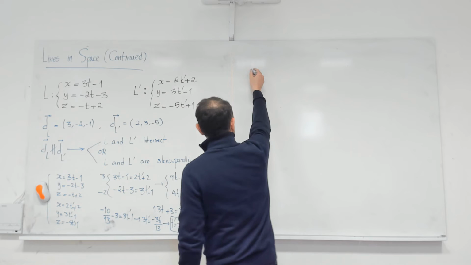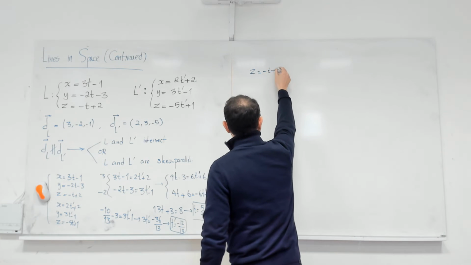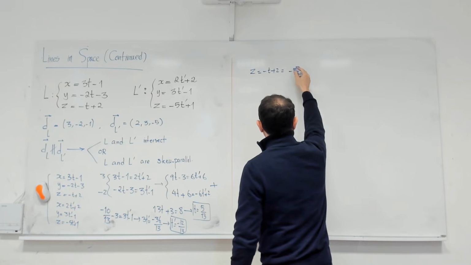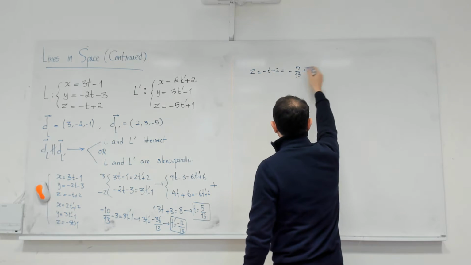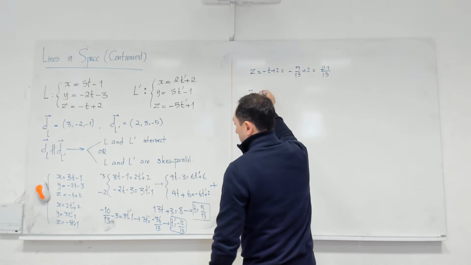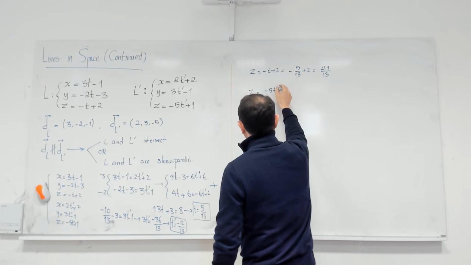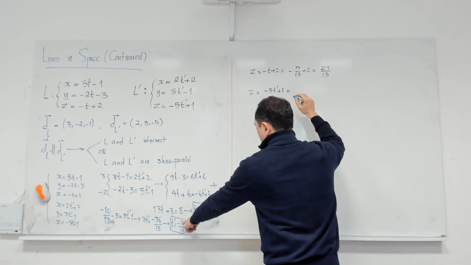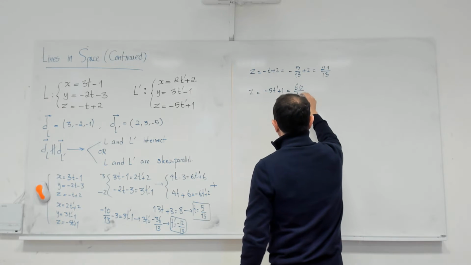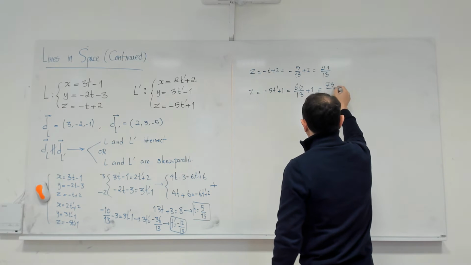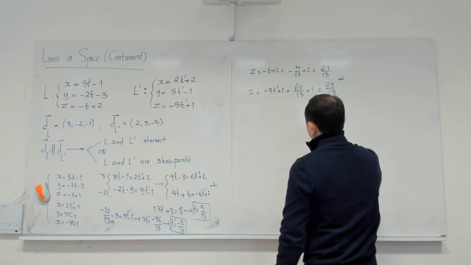The first z is minus t plus 2. I got t to be this, so it's minus 15 over 13, 5 over 13 plus 2. So it becomes 21 over 13. And the other z is what? Minus 5t prime plus 1. I multiply this by minus 5, it becomes 60 over 13 plus 1. So this becomes 73 over 13. So they are not equal.